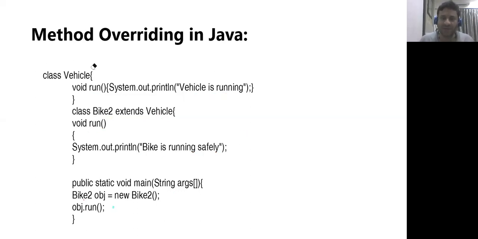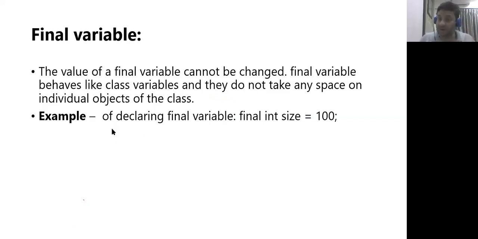The same example that we have taken. This is about method overriding. Now there is something interesting called final variable and final methods. Now what is a final variable?